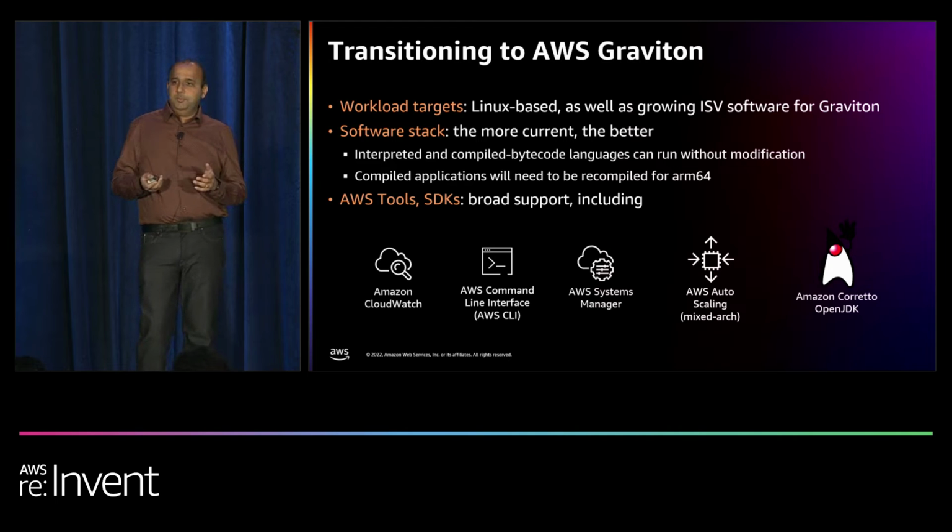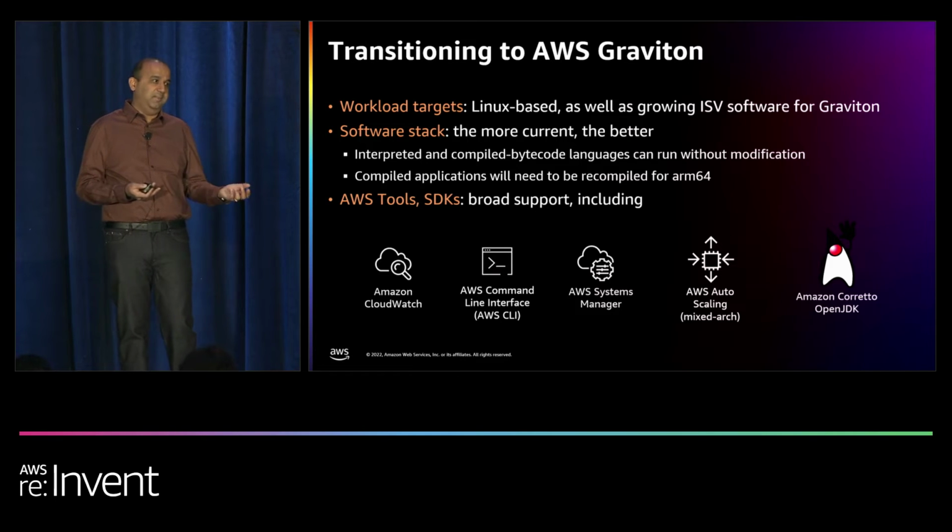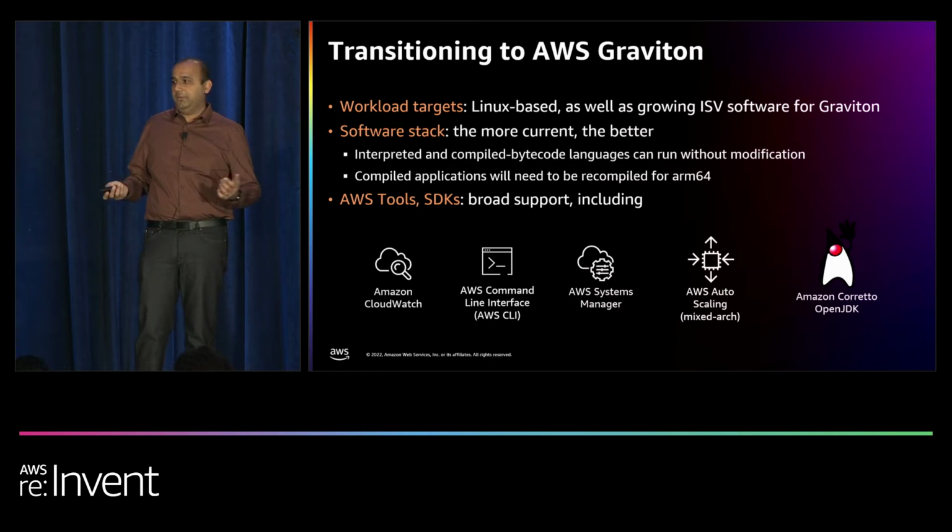And there are multiple AWS tools and SDKs that can help you with this transition, with many of the familiar tools, such as auto-scaling groups, that fully support multiple architectures. So you can actually run x86 and ARM64-based mixed clusters.